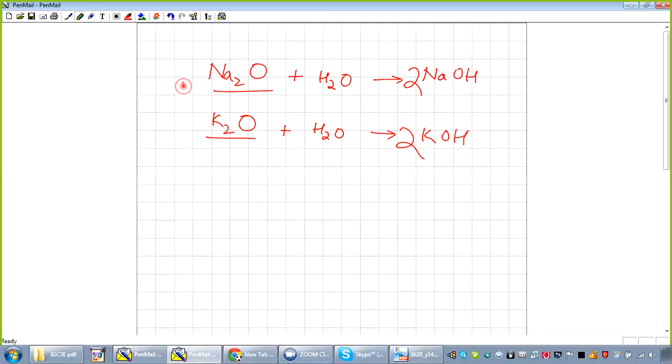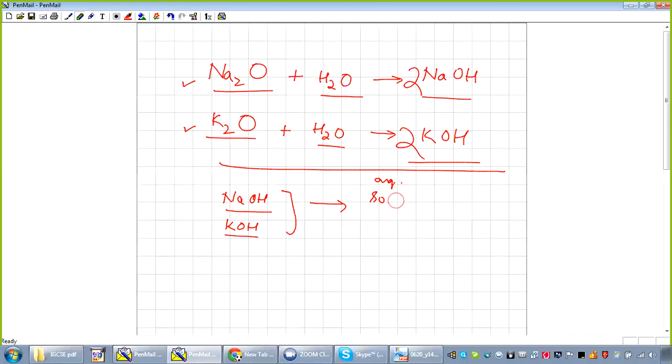So these are oxides of metals. They dissolve in water. They produce alkalis, the hydroxides. Even NaOH itself or KOH itself, these are solid substances. You can dissolve them in water. They are soluble in water. Then what will they form? It will be forming a solution of sodium hydroxide, an aqueous solution of sodium hydroxide.